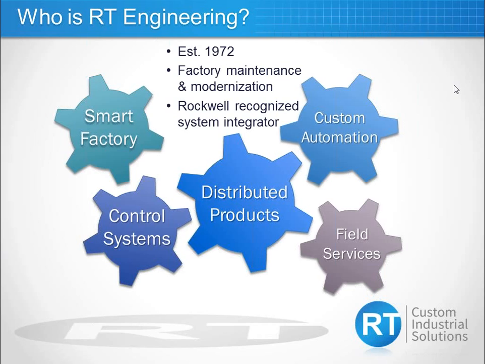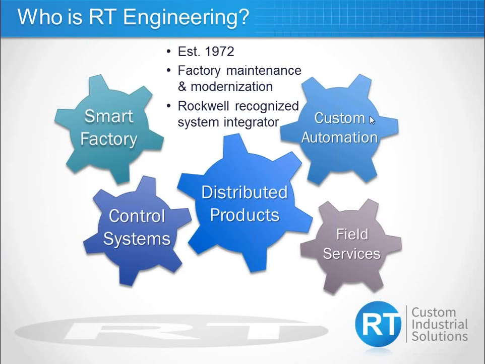So here we are today. Who is RT Engineering? Well, we were established in 1972. There's a couple of different divisions of our company. We have distributed products, field service, custom automation, and control systems, and today, again, we're going to be talking about Smart Factory. A big plus here is that we are a Rockwell recognized systems integrator. So what does that mean? That means that we have a partnership with Rockwell that says we can partner with them on projects, and they can actually recommend us to do work at your facility.